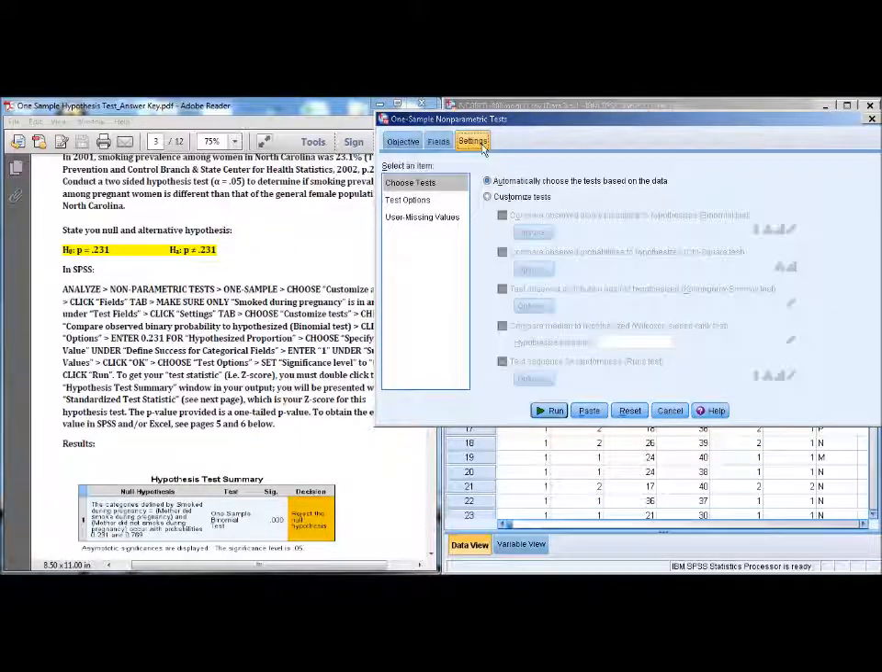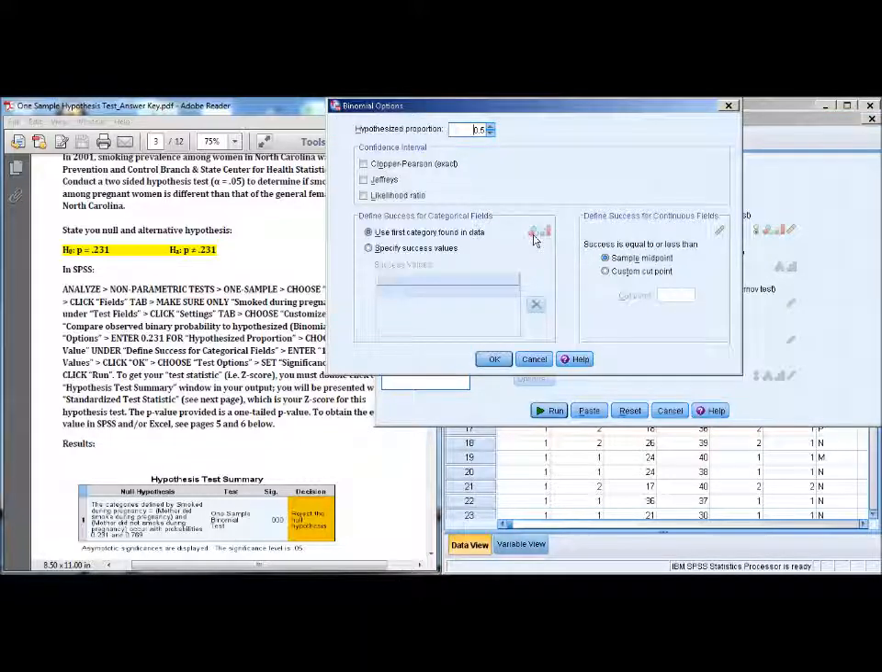Now under settings, you're going to choose Customize Tests. You're going to check Compare Observed Binary Probability to Hypothesized. You're going to click on Options. Now hypothesized proportion is our null value, which we remember is 0.231. So here we're going to enter that value, 0.231. Now you need to specify success value.